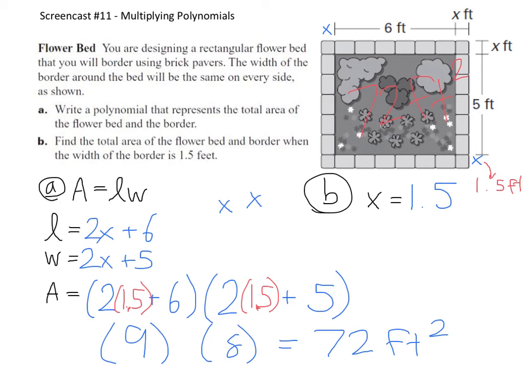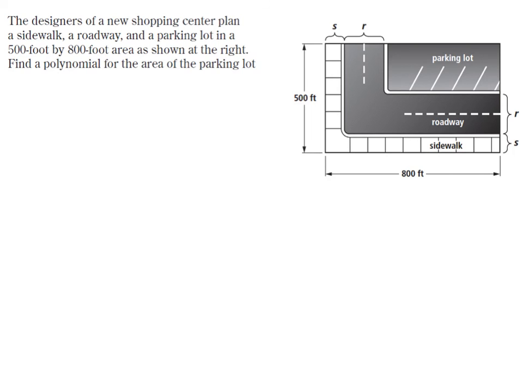Now for the one that I am asking you to explain to me. Here it is. The designers of a new shopping center plan a sidewalk, a roadway, and a parking lot in a 500 by 800 foot area as shown at the right. 500 by 800 foot area. Find a polynomial for the area of the parking lot.